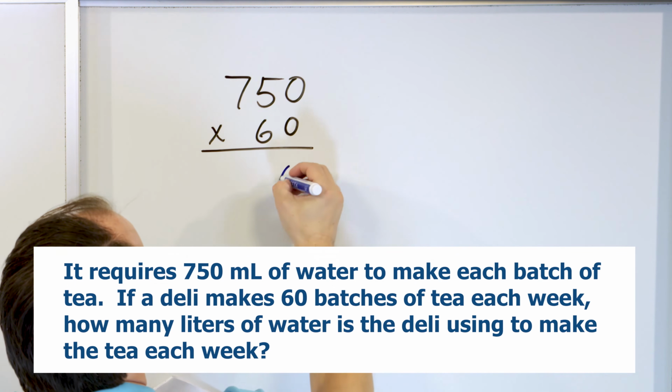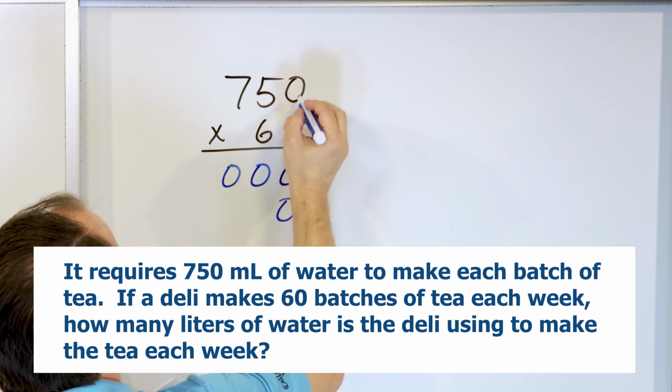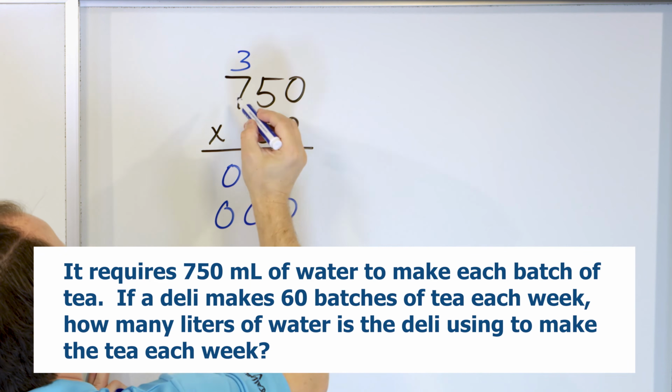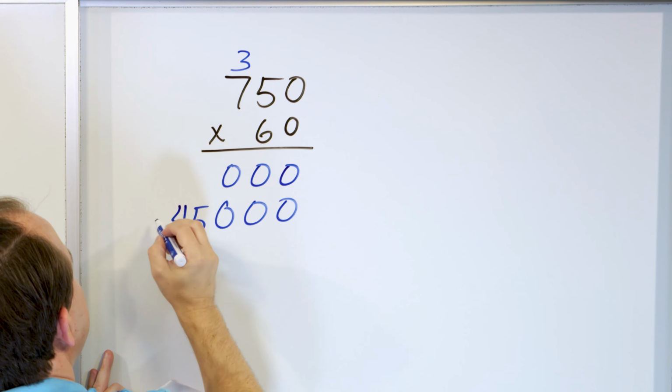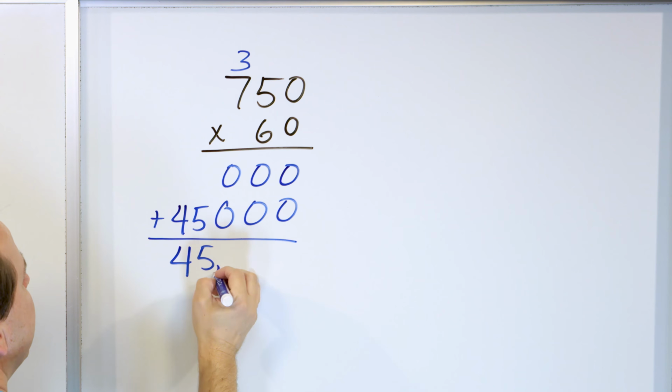Now, 0 times 0 is 0, 0 times 5 is 0, 0 times 7 is 0, drop a 0. 6 times 0 is 0, 6 times 5 is 30, carry the 3. 6 times 7, 42, 43, 44, 45. There's 45. And then we add these together. And of course, it's just going to be 45,000.